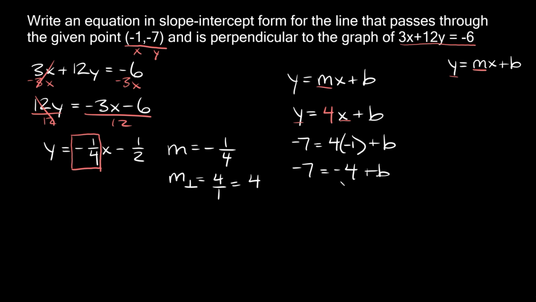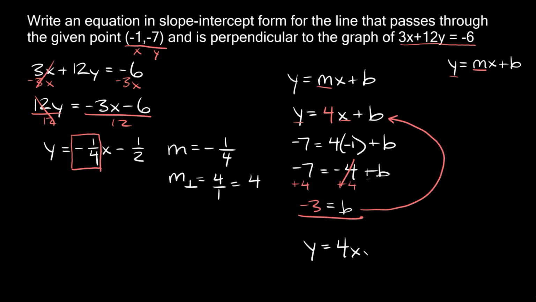And then to solve for b, we can add 4 to both sides. So -7 + 4 is equal to -3, right? So we get -3 = b. Okay, cool. Now we know what b is equal to. So now let's plug it back in right here for b, and I'll just rewrite it down here. It's going to be y = 4x - 3. Okay, so this is the equation that is perpendicular to this equation and that runs through this point, (-1, -7).